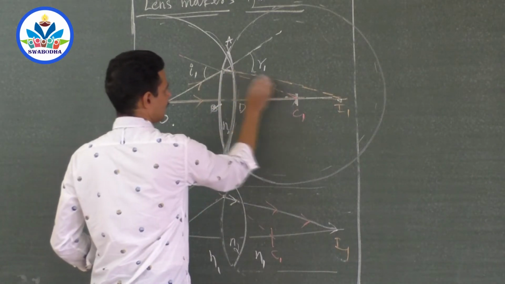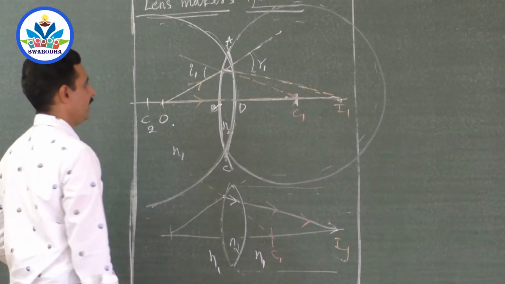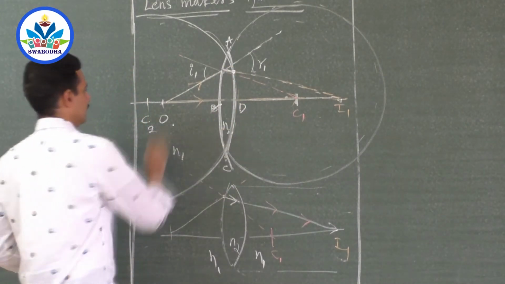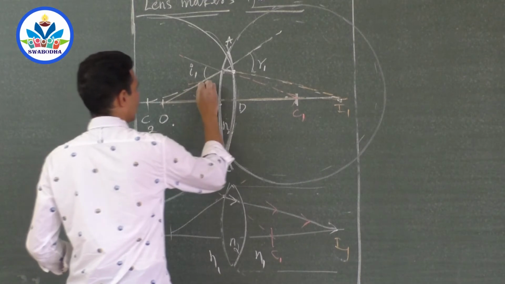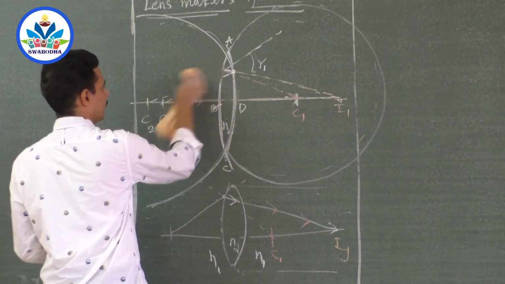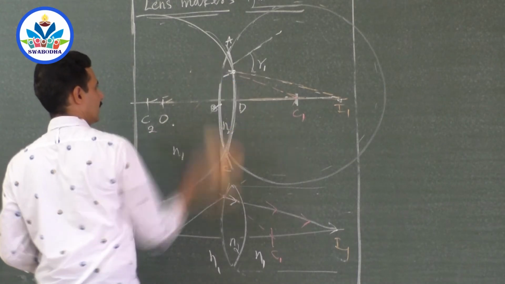If it was traveling straight, it would have traveled like this. Draw a normal at this point of incidence. How do you draw a normal? You have to join the center and this point, correct? If it is very disturbing, I will rub all these things. I will rub this one.